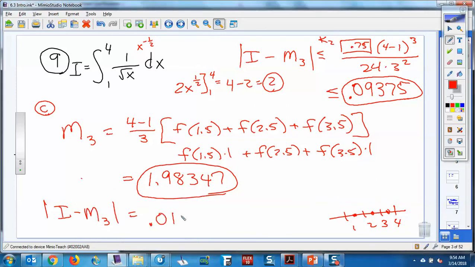0.01 what? 6525. Okay, round that. So now look at this. That's how much we were actually off. This is how much the theorem said we were going to be off. Right now, it's not how much we were going to be off, but that's the most we could be off, right? The most we were going to be off is 0.09375.